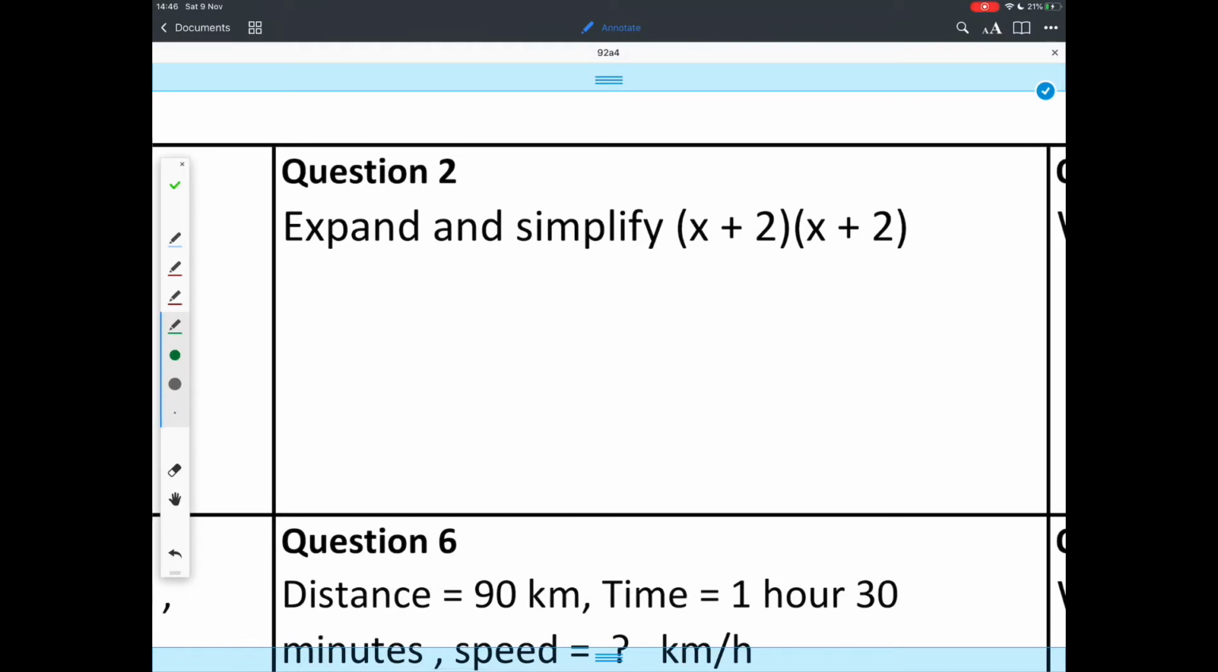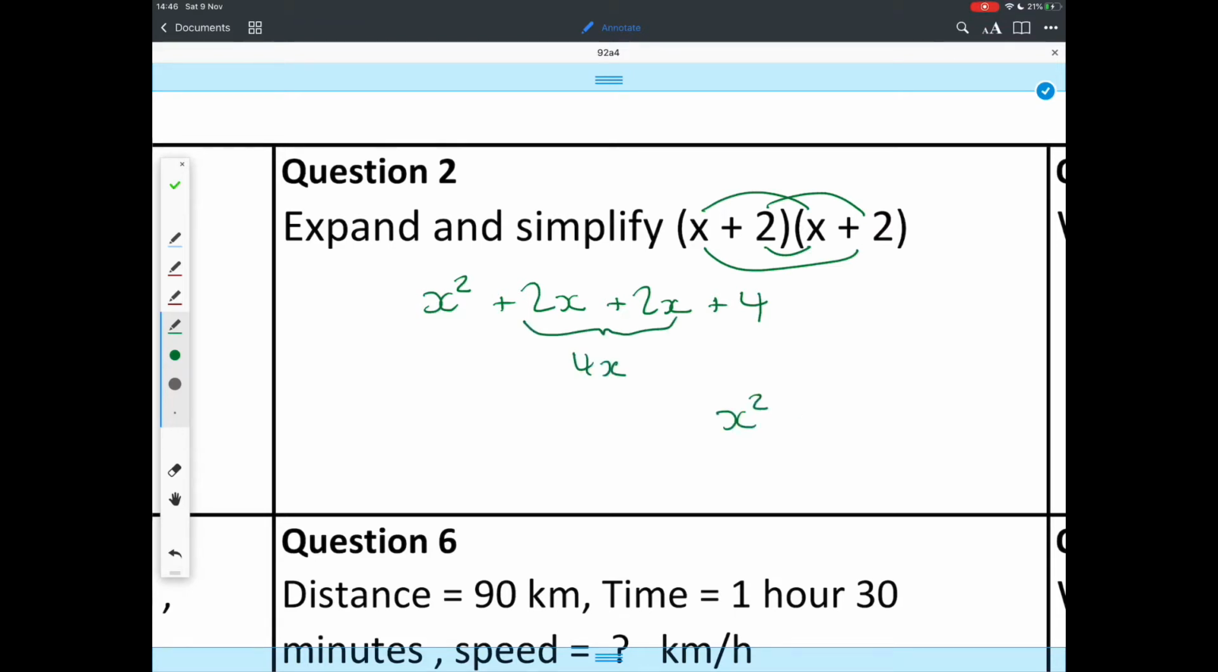Same method with this, although we've only got positives. It will be x times x, x squared. X times 2, 2x. X times 2, or 2 times x, 2x. And 2 times 2, 4. Simplify that again, and I get x squared plus 4x plus 4.